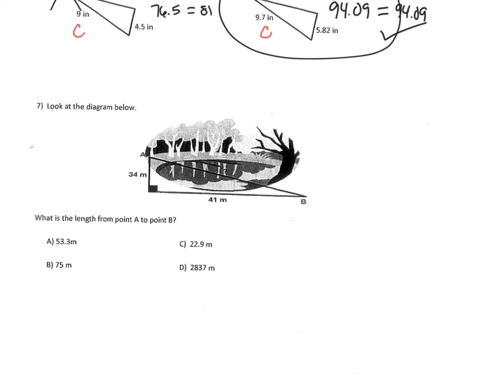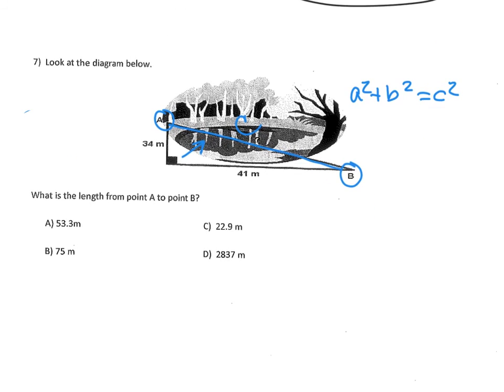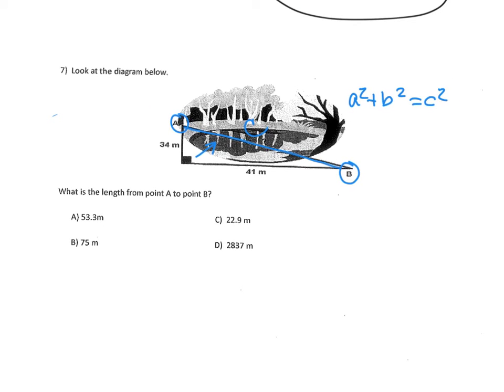Number 7, look at the diagram below. What is the length from point A to point B? So that's our longest side, that's our side opposite the right angle, it's our diagonal side, so we know that is our C. So when we go to set up our Pythagorean theorem, we know we're looking for C squared. So A squared plus B squared equals C squared. Always write that formula down because it just helps to visually see what you need to do.